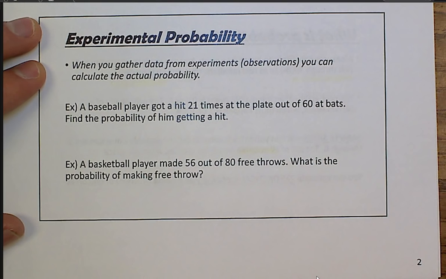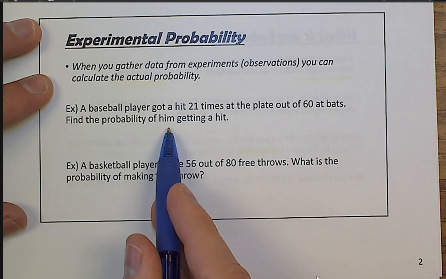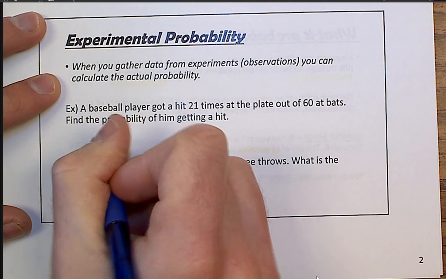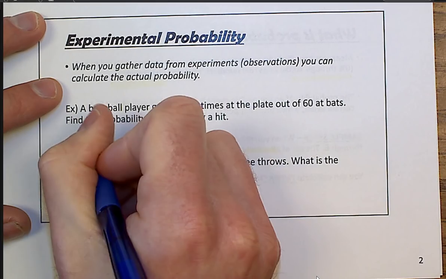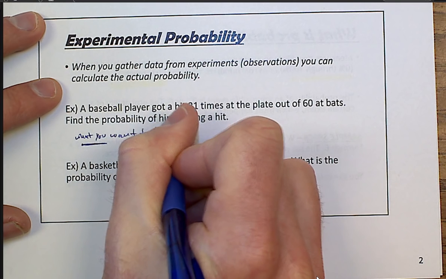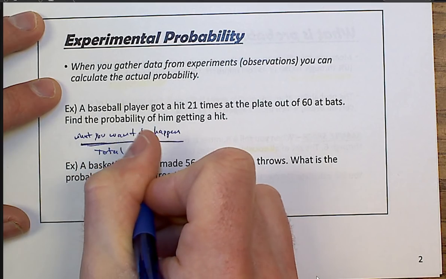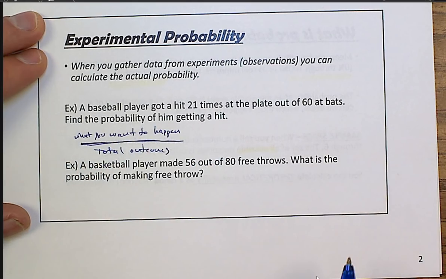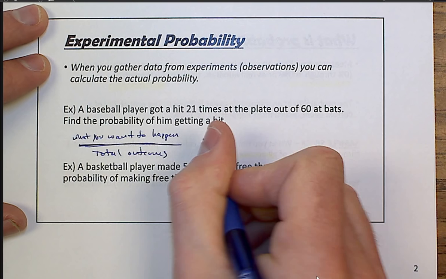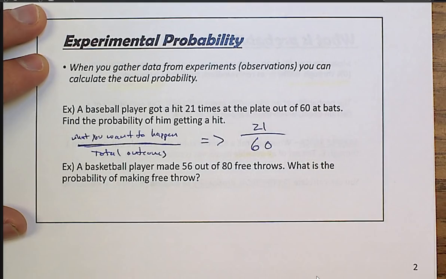Okay, so just a few quick examples here at the bottom, pretty basic. A baseball player got a hit 21 times when he was up to bat out of 60 at-bats. Find the probability of him getting a hit. When you create fractions with probability, here's basically what I teach in geometry: what you want to happen, over the total outcomes. Okay? That's your fraction for probability, essentially. So what do we want to have happen, or what did happen? We got 21 hits. What was the total amount of outcomes? 60 at-bats. All right? So that's the experimental probability.